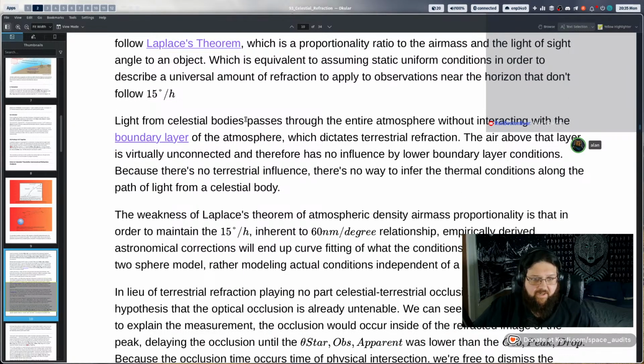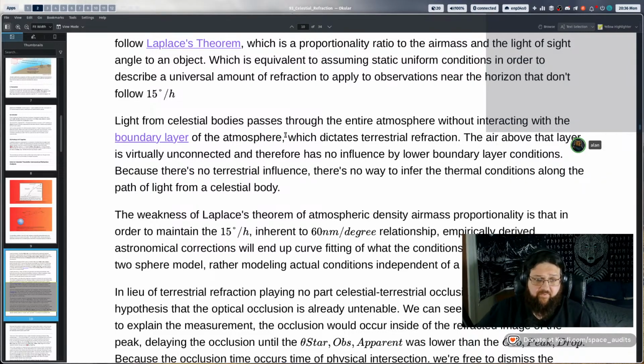Light from celestial bodies passes through the entire atmosphere without interacting with the boundary layer of the atmosphere. And that boundary layer is that atmosphere close to the surface where the temperature effects are the greatest and it is most impacted. So when we look at measurements throughout the day, like this famous Skunks Bay varying throughout the day, all of those conditions are within the boundary layer. It's the most affected by it. And that's why you're going to see that vertical lift.